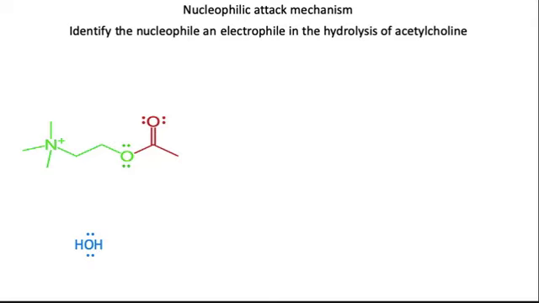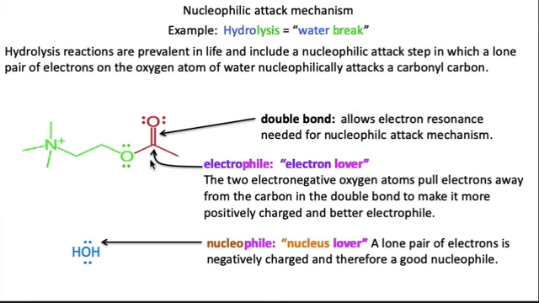A nucleophile is a lover of the nucleus. An electrophile is a lover of electrons. Of course, electrons are negatively charged, so the lone pair of electrons will repel negative charges, but will be attracted to the nucleus. So the nucleophile, the lover of the nucleus, the lover of the positive charge, are the negatively charged electrons. Meanwhile, the electrophile, the lover of the electrons, is the partially positively charged carbonyl carbon.